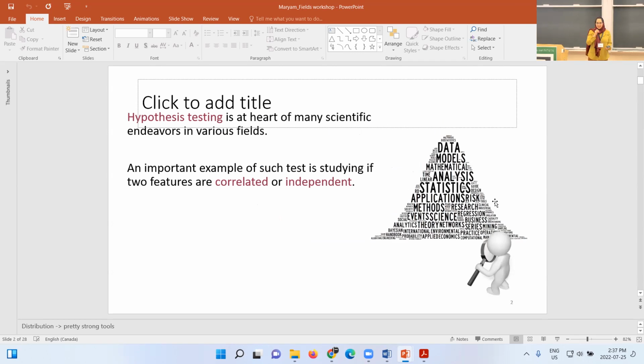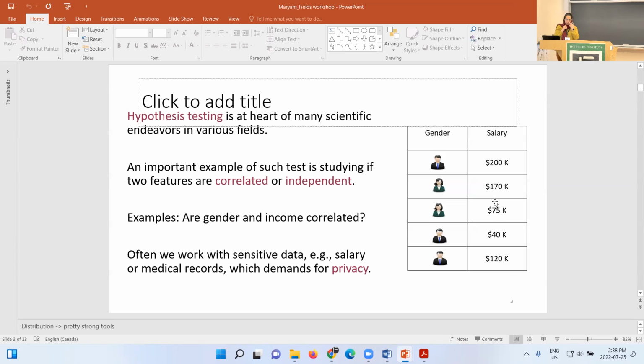So hypothesis testing is at the heart of many scientific endeavors in many fields like social sciences and medical research. Also, an important example of these studies usually include testing if two features are correlated or independent. For example, if obesity is correlated with heart disease or it's independent. Or another example is if the salary is independent of gender or not.